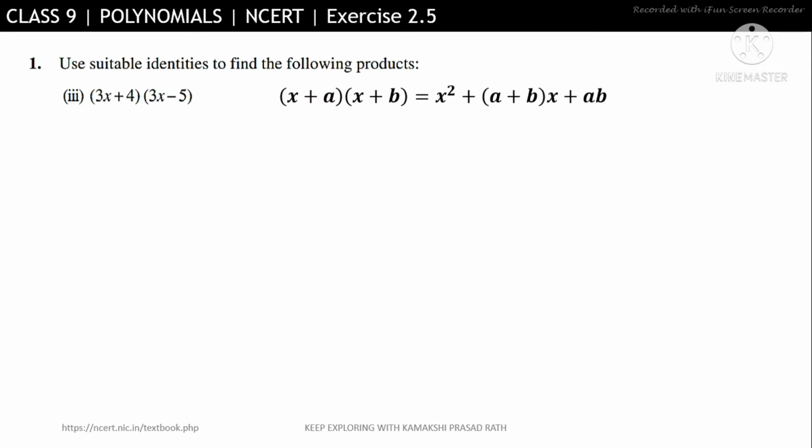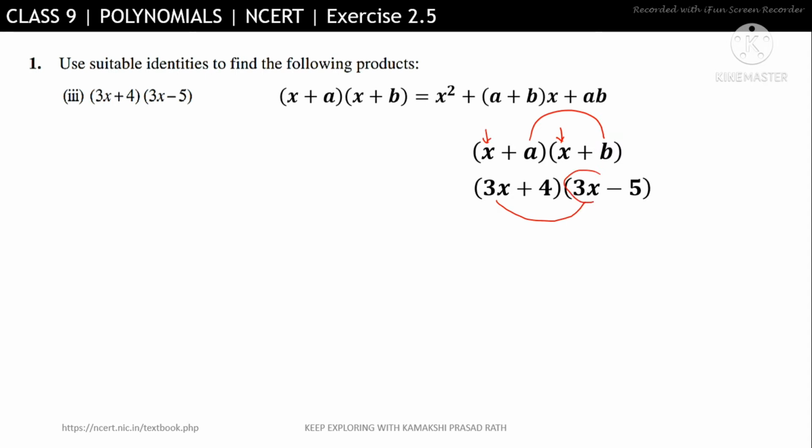Now if we compare this with our identity, x plus a into x plus b. Here the problem is we are having x, but in our question we have 3x plus 4 into 3x minus 5. So in the identity, it doesn't mean that every time we will get x. The only thing you have to see is whether the first terms are same or not, and the other two terms that we are adding or subtracting are different. So here it is the same thing. The first terms are same and the other two terms are different.